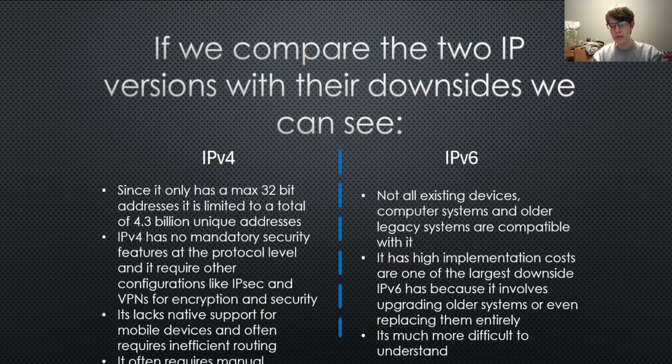Now to move on to IPv6. Not all existing devices, computer systems, operating systems, even older legacy systems, have support or compatibility with IPv6 since it's so new. It also has a very high implementation cost, because if you're on a legacy system, you have to buy a whole new system or upgrade everything to support IPv6. So it can be very expensive, and you also have to understand it better. It also has a much higher difficulty compared to IPv4. That's because of the hexadecimal. It's difficult.